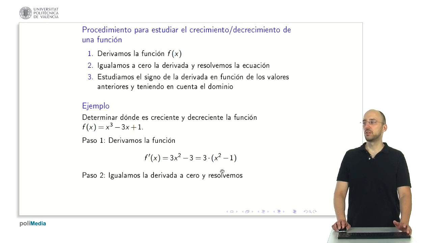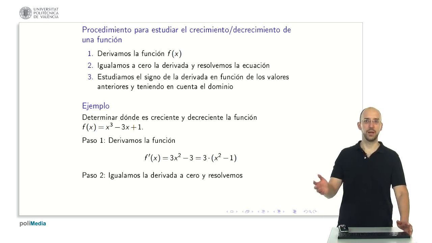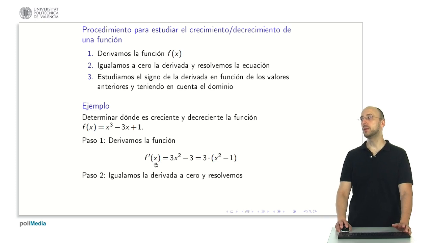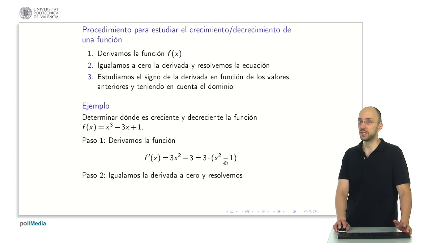This is straightforward. It's a second degree equation. You can apply the well-known formula, minus b plus minus the square root of b squared minus 4 times a times c, all divided by 2a. Alternatively, you can use other techniques.